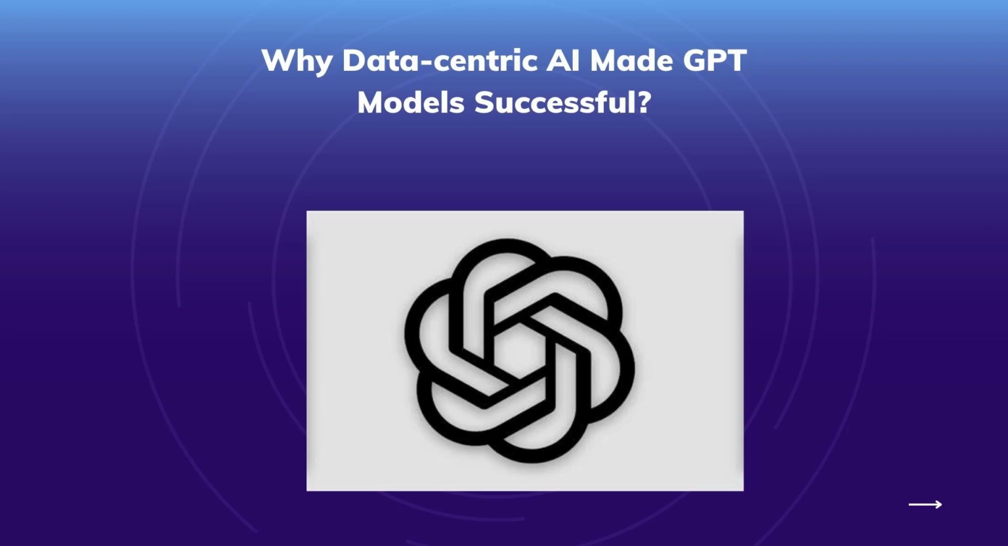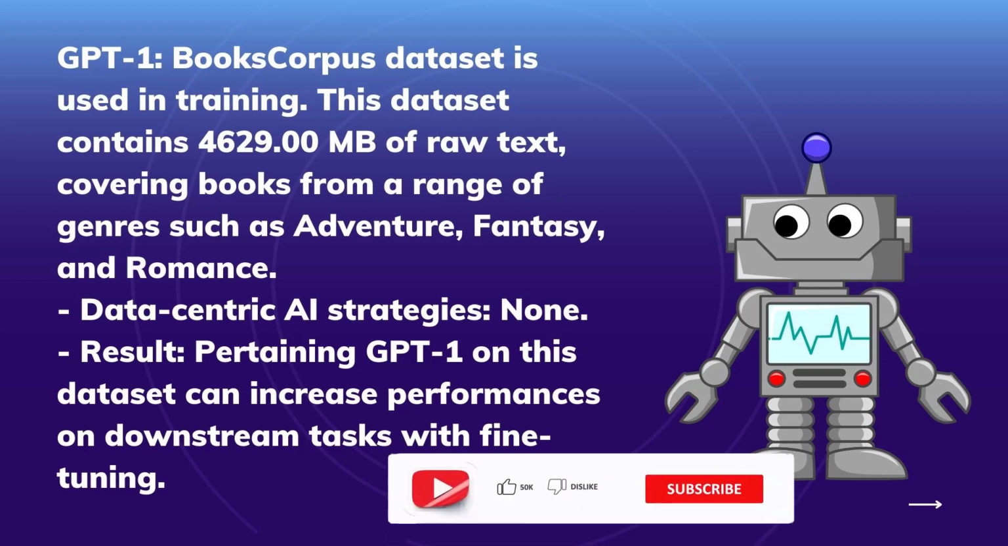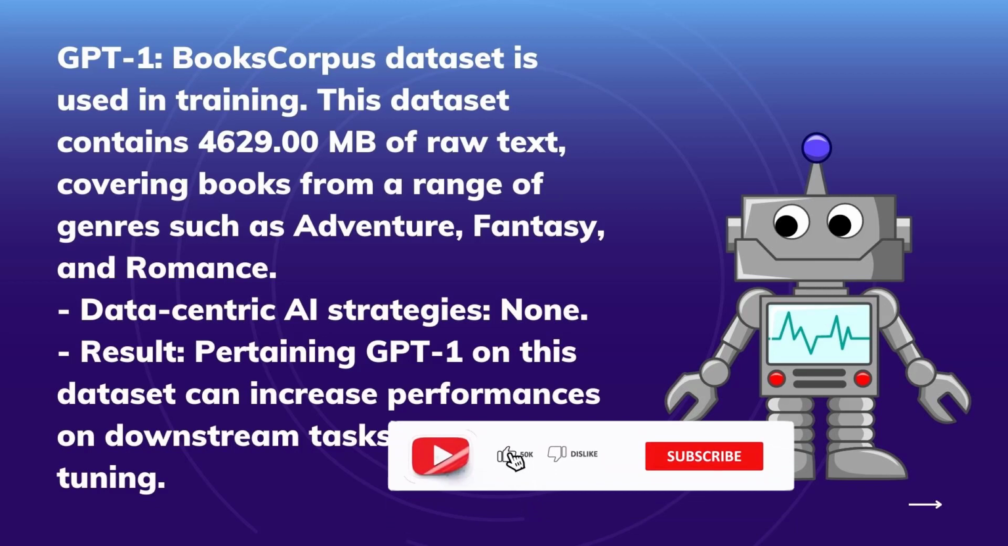Training data development. The quantity and quality of the data used for training GPT models have seen a significant increase through better data collection, data labeling, and data preparation strategies. GPT-1, Book's corpus dataset, is used in training. This dataset contains 4,629.00 megabytes of raw text, covering books from a range of genres such as adventure, fantasy, and romance. Data-centric AI strategies, none.